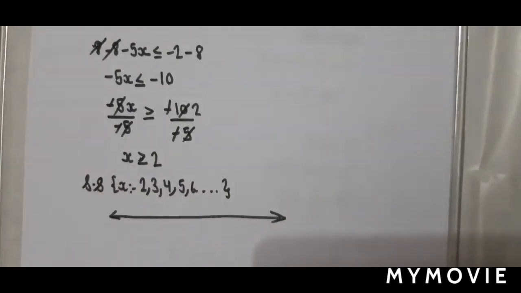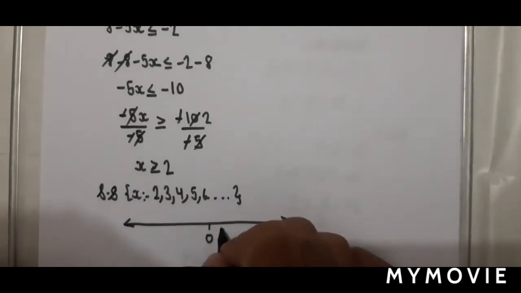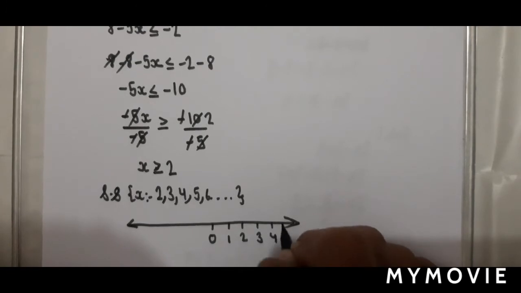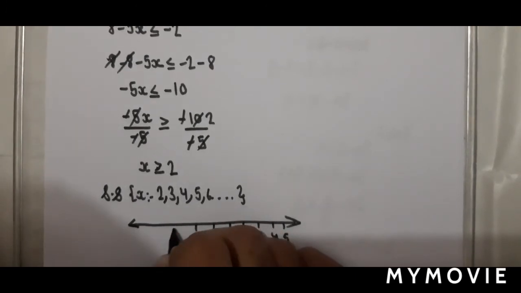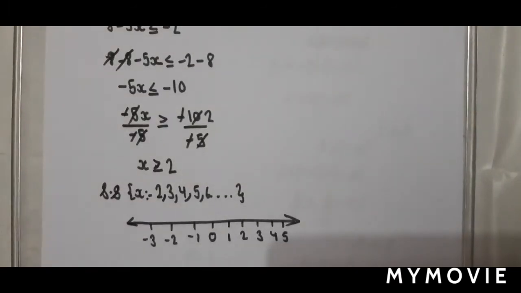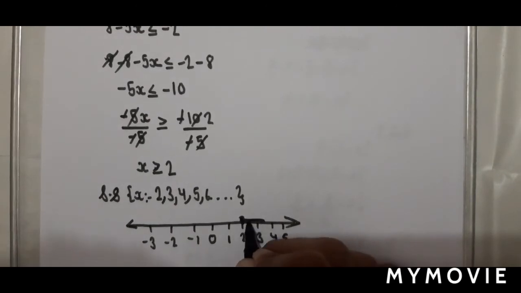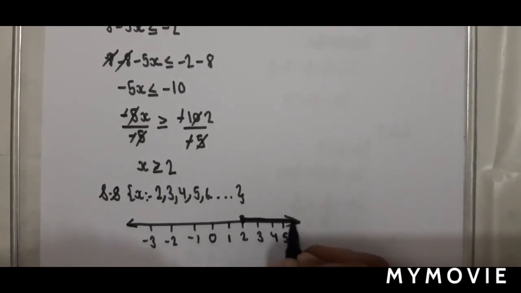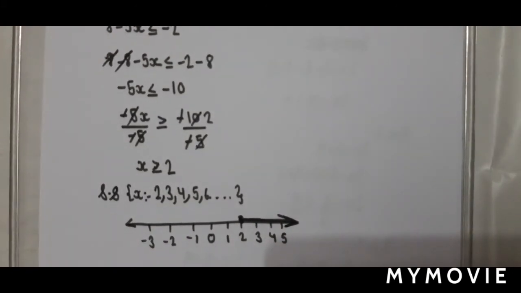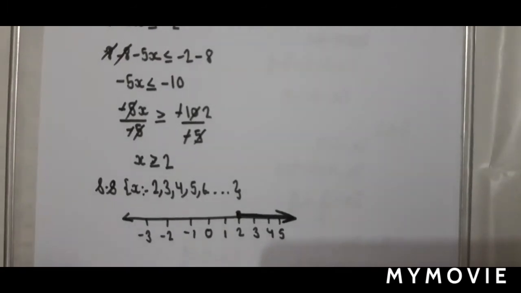You can make the number line with a pencil, but I am making it rough. So 1, 2, 3, 4, 5, minus 1, minus 2, minus 3. From 2 to infinity, you can take from 2 to infinity, which means you can darken this. So this is your solution set. Till infinity it goes. So friends, I hope you understood this sum also.